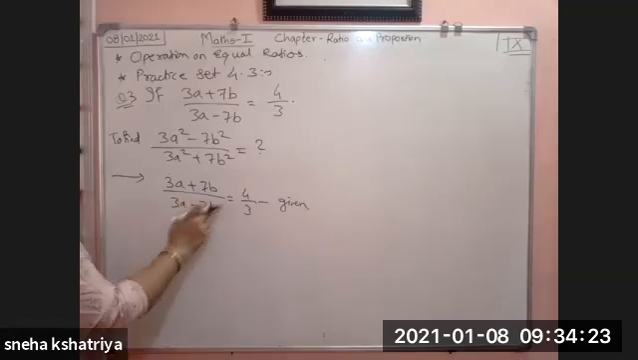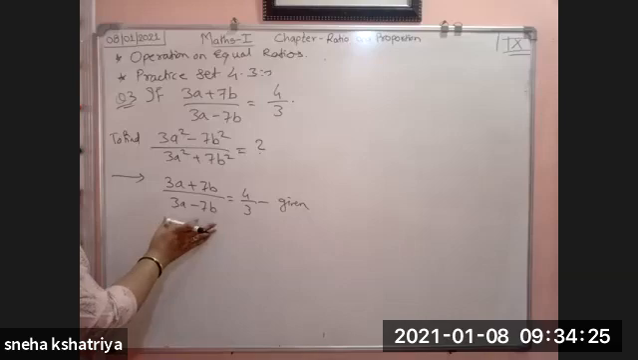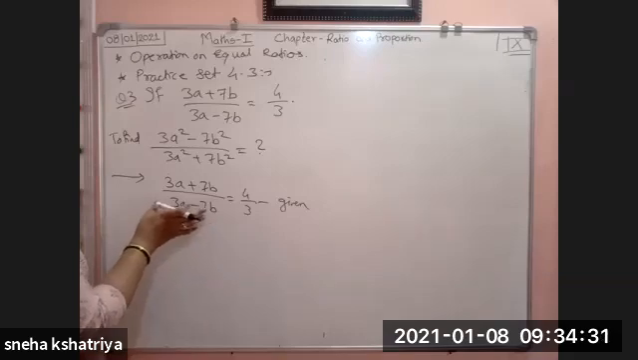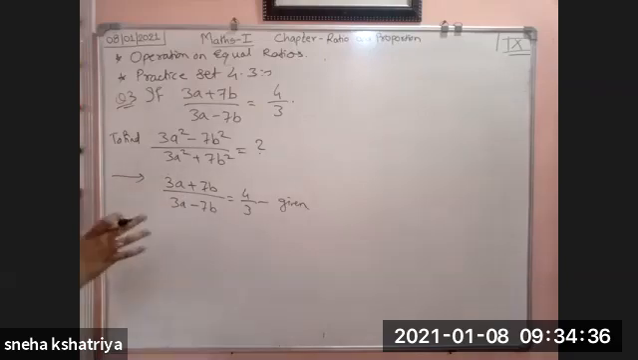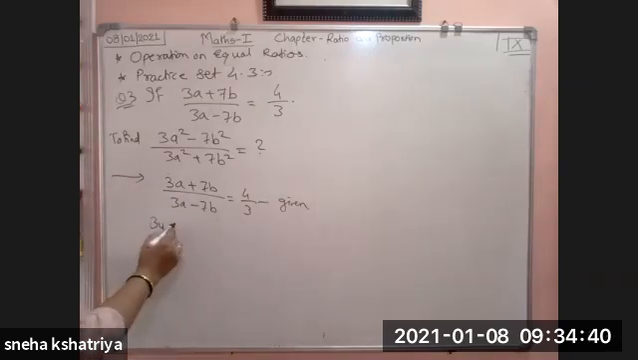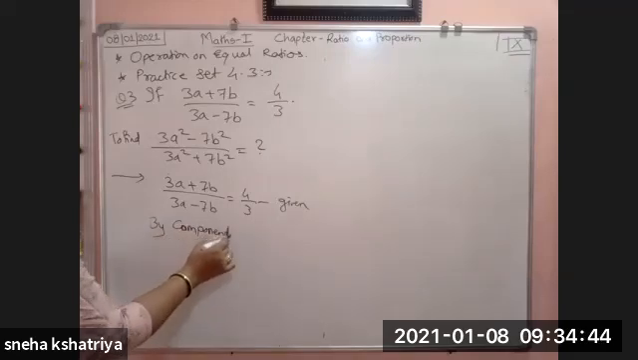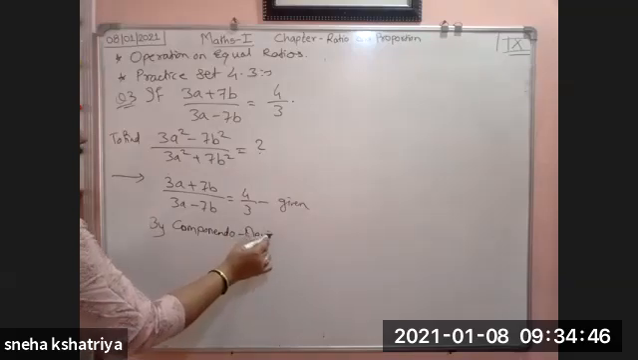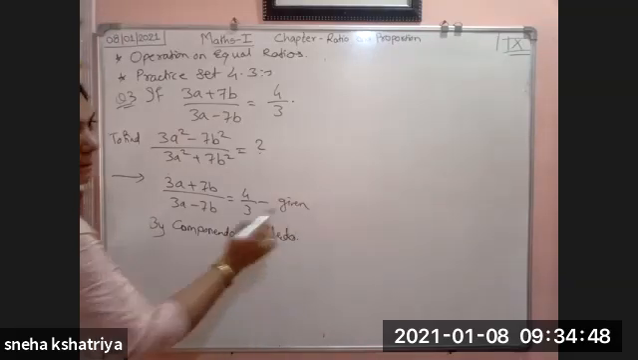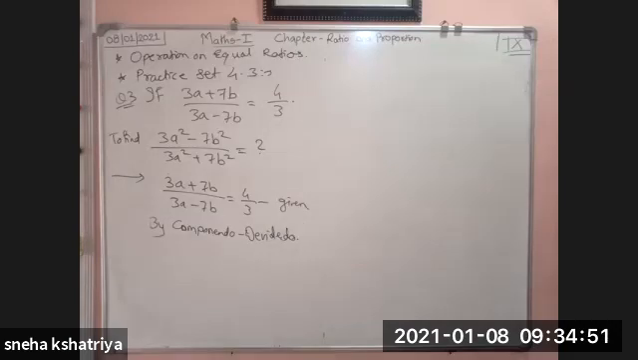So first, this expression is given. I have told you that when such kind of expression is there and you have to find out the value of a and b, then always use componendo and dividendo. Always use componendo and dividendo. So here we will write by componendo dividendo.